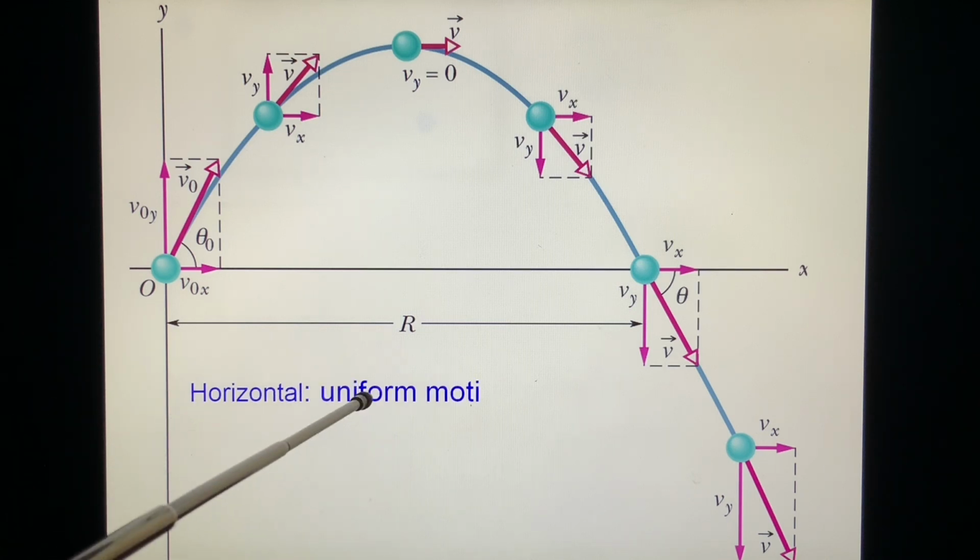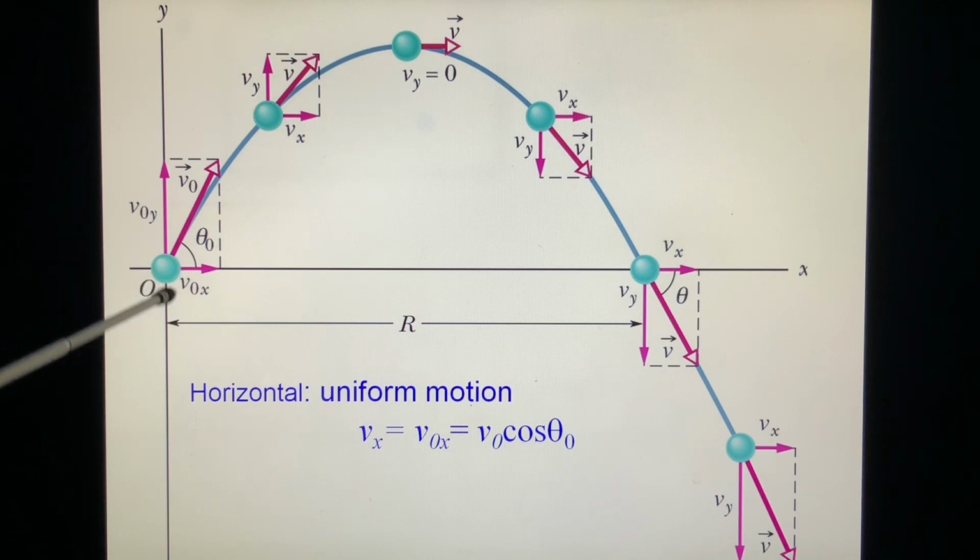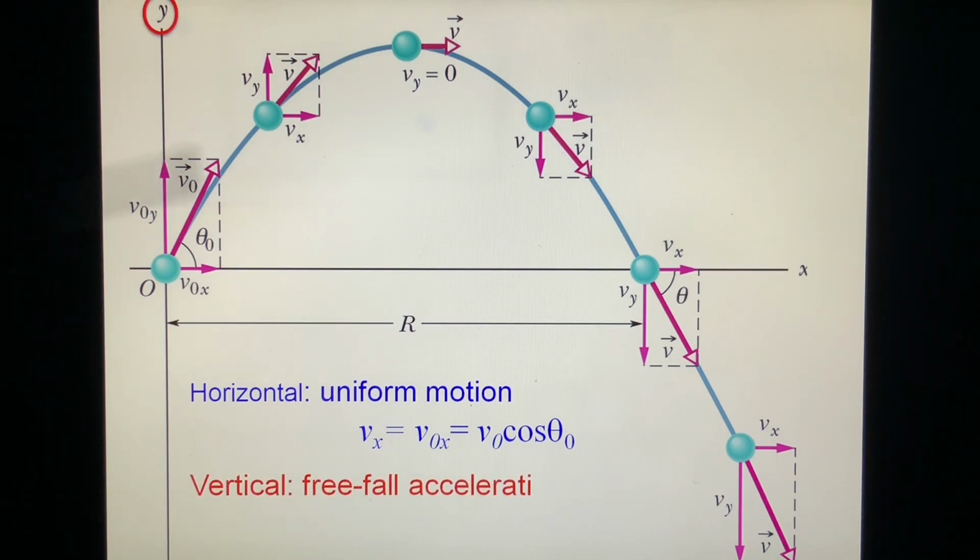Horizontal is uniform motion. Vx equals the original Vx0, which is equal to V0 cosine theta 0, where theta 0 is the projectile angle. And vertically it is free fall acceleration with the initial velocity V0y, where V0y equals V0 sine theta 0.